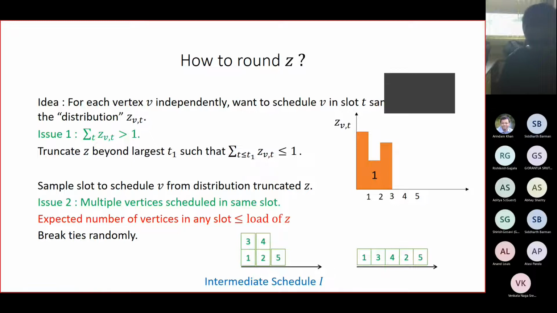Okay, good. So in the literature this is called the intermediate schedule, and then after tie break it's called the final schedule. And this method is called alpha point rounding. It's been seen in many works on scheduling.